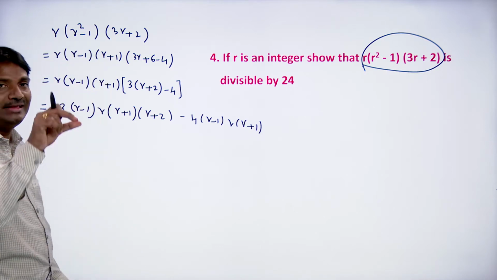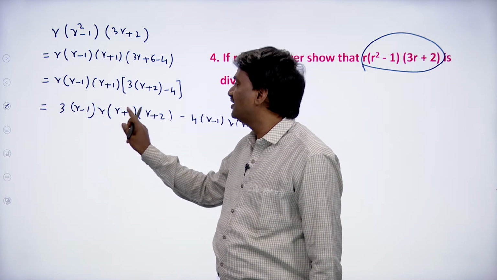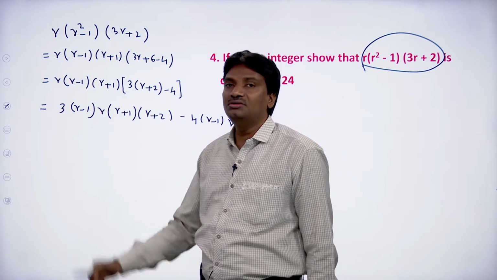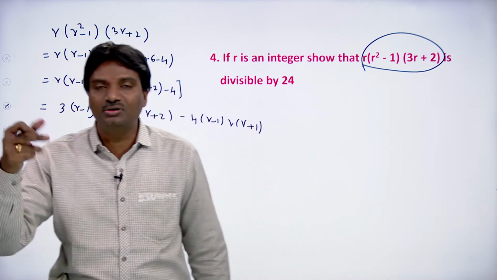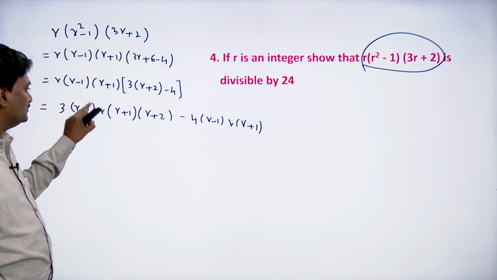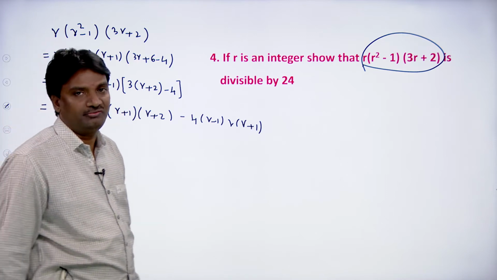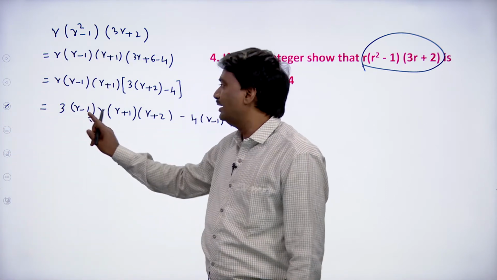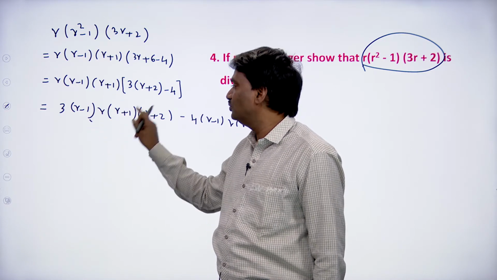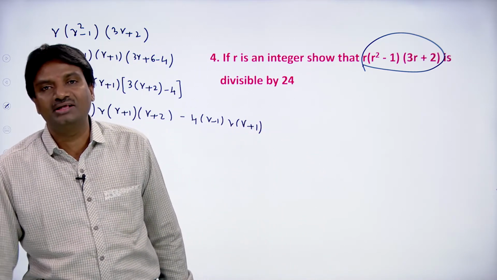Here if r is any positive integer, then we know r minus 1 into r into r plus 1 into r plus 2 is the product of 4 consecutive natural numbers. For example, if you take r equal to 10, 10 minus 1 is 9 into 10 into 11 into 12. So that is the product of 4 consecutive natural numbers.